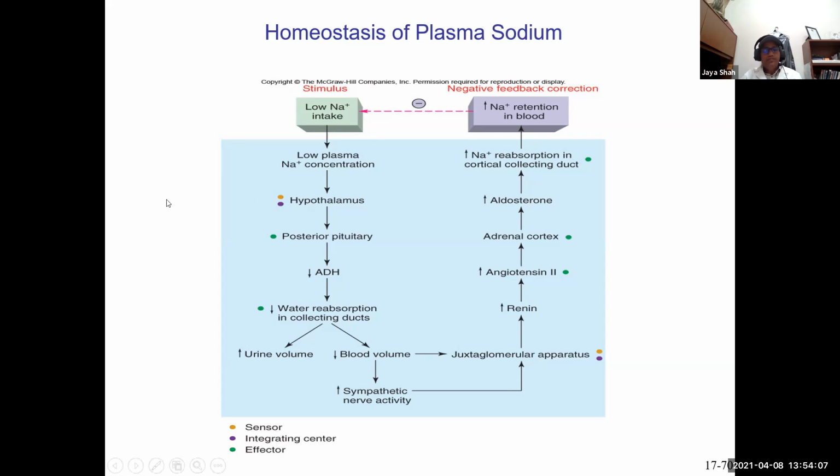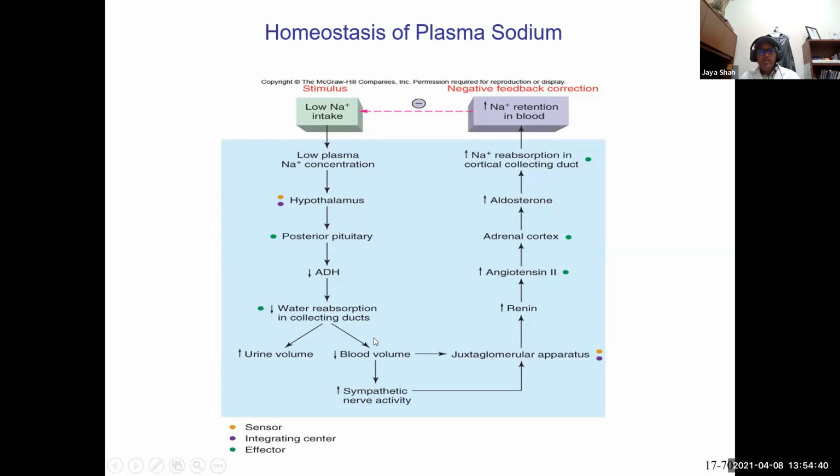The juxtaglomerular apparatus then activates the granular cells, which start producing increased renin, increased aldosterone from the adrenal cortex, and increased aldosterone will cause increased sodium reabsorption in the cortical collecting duct. And if you have sodium retention, then what do you do? You increase blood pressure. And that's how you're maintaining your blood pressure all the time.